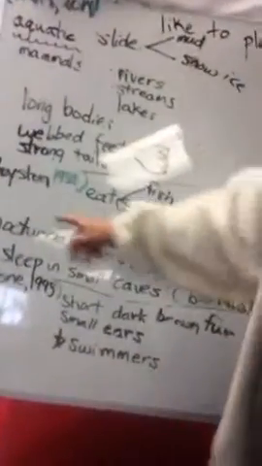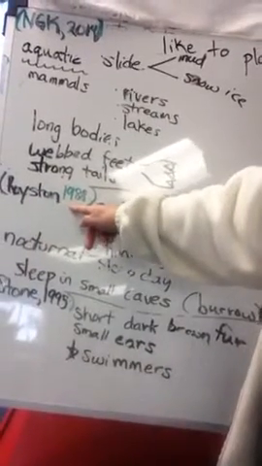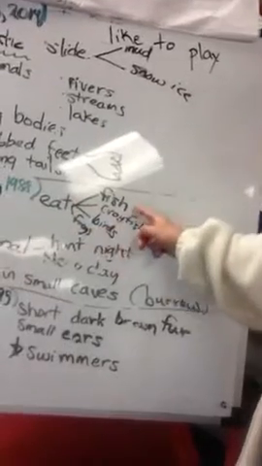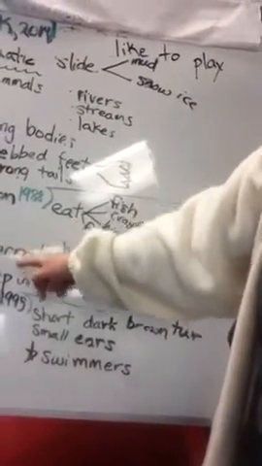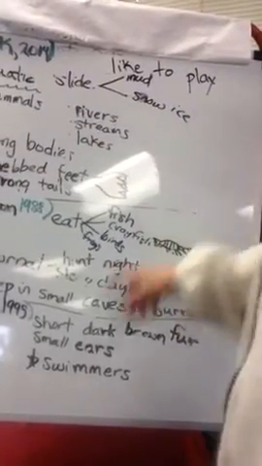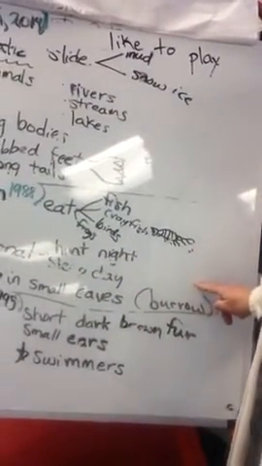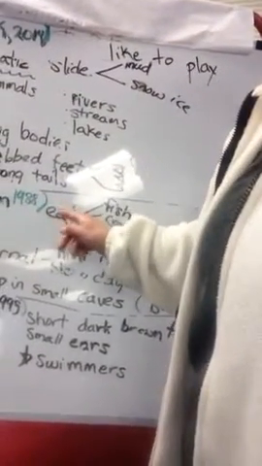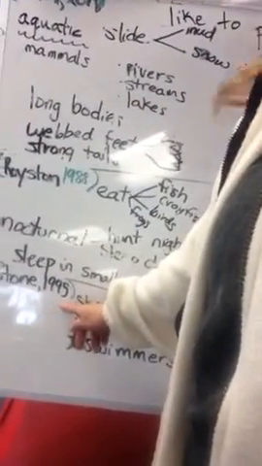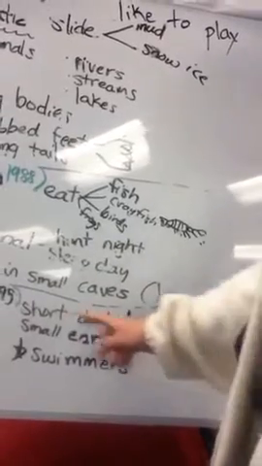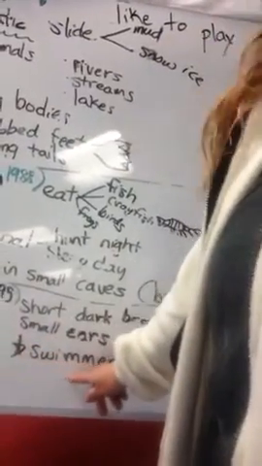The second one is Royston, 1988. This is the book written by Royston, where it's talking about what they eat, the fact that they're nocturnal, meaning that they hunt at night and sleep during the day, and that they sleep in small caves called burrows. Anything that you write from there, you put Royston 1988 after that. And then finally down here, the book by Stone, written in 1995, talks about them having short dark brown fur, small ears, and being good swimmers.